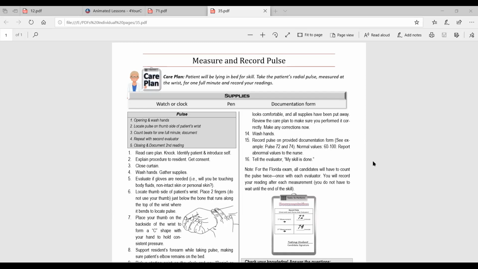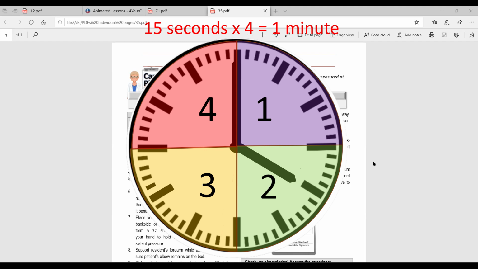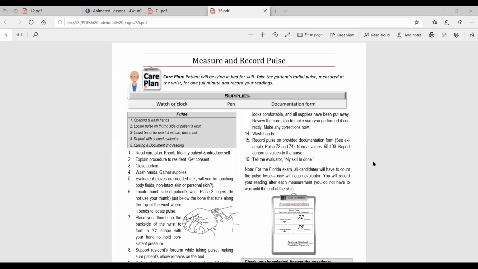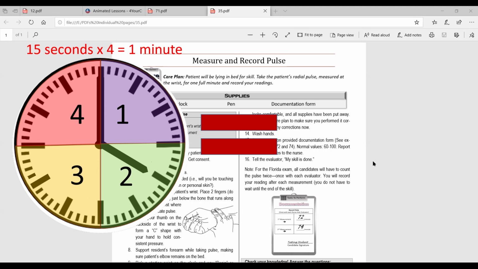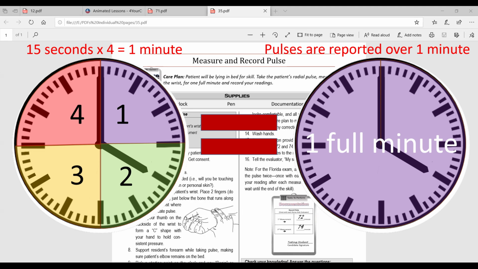If you have family members or loved ones that work in medicine, and those people have told you, oh, we always count for 15 seconds and multiply it by 4, they're right. In most cases, that's absolutely appropriate because we don't have time to count for 1 full minute all the time. And truthfully, there's no need to unless there's a problem. Generally speaking, counting for 15 seconds and multiplying that number by 4 will get you your pulse rate over a minute.